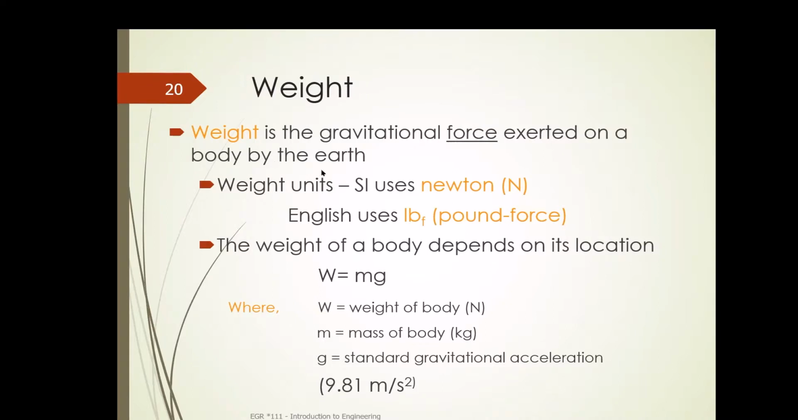So here's our weight. Weight is mg, and gravitational acceleration in terms of the SI system is 9.81 meters per second squared. So if you know the mass of an object, you multiply it times this, and then you can come up with its weight. And the units would be in newtons for the SI system.